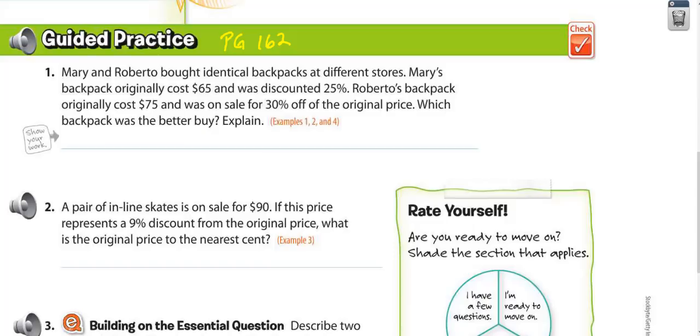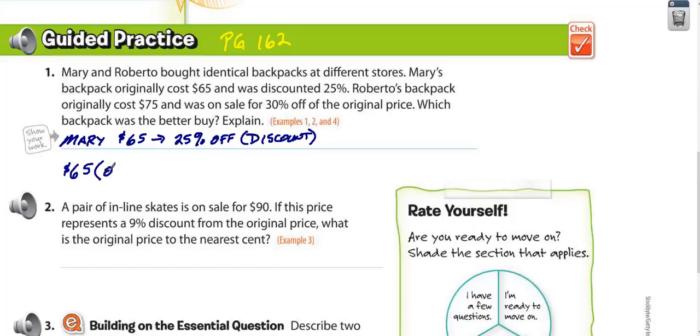Okay, let's take a look at problem number 1. We have 2 things that we're solving here. We have Mary, and let's write down the facts for Mary. Mary's backpack was $65, and it is 25% off. 25% off means there's a 25% discount.